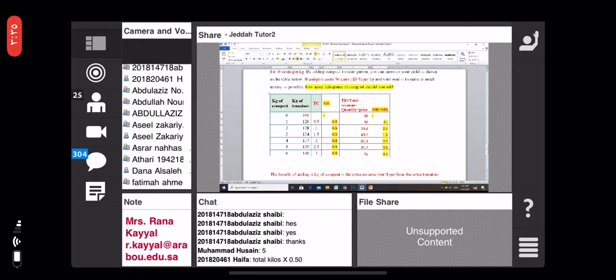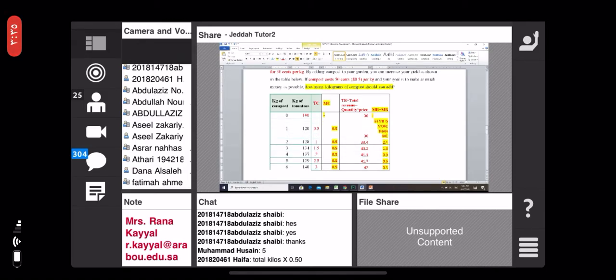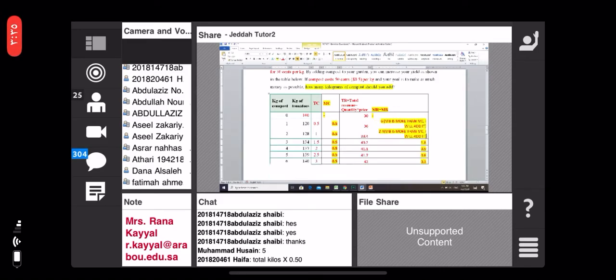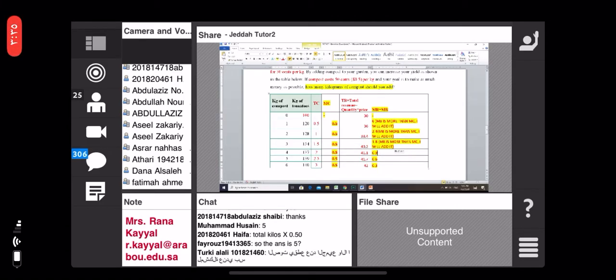Why, at this level, is the marginal benefit more than the marginal cost? I will add it. Marginal cost is 0.5 at that level, and it is fixed at 0.5. At the second level, the marginal benefit is 1.8 and the marginal cost is 0.5, so the marginal benefit is more than the marginal cost and I will add it. Here, 0.56 is more than the marginal cost.